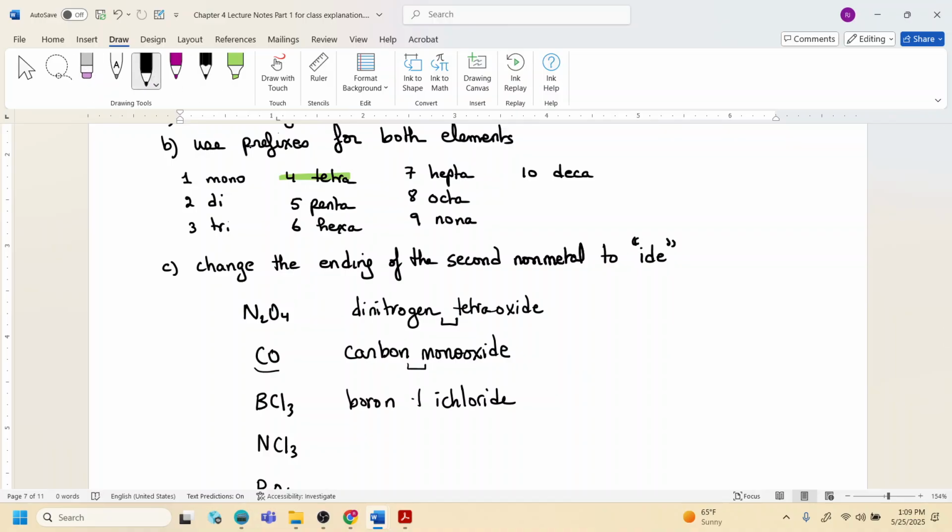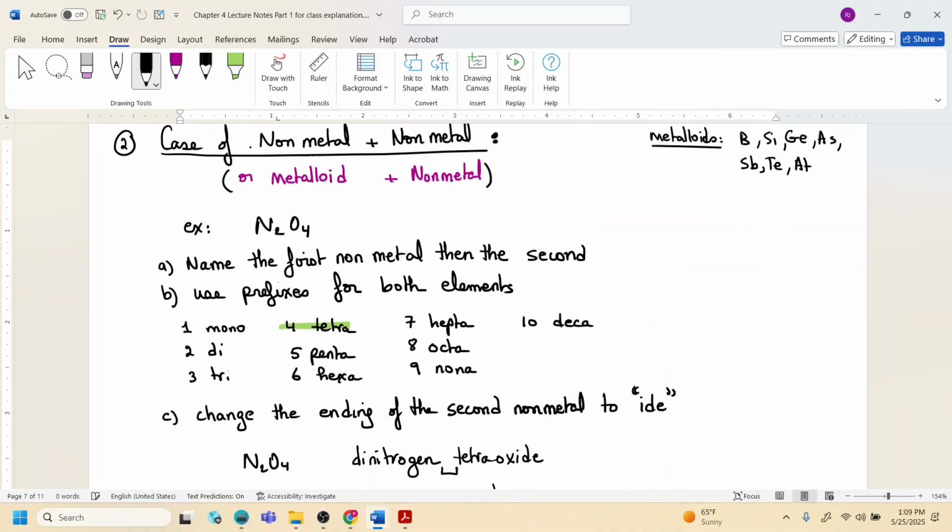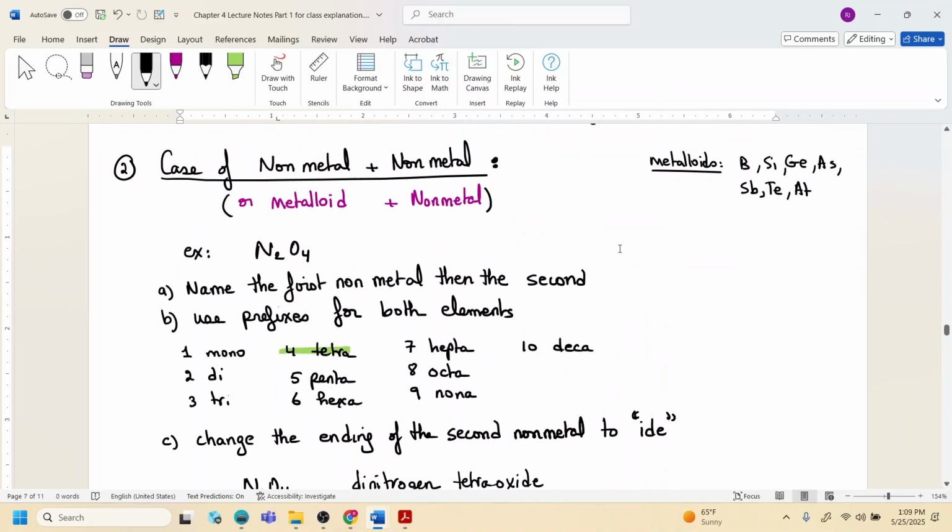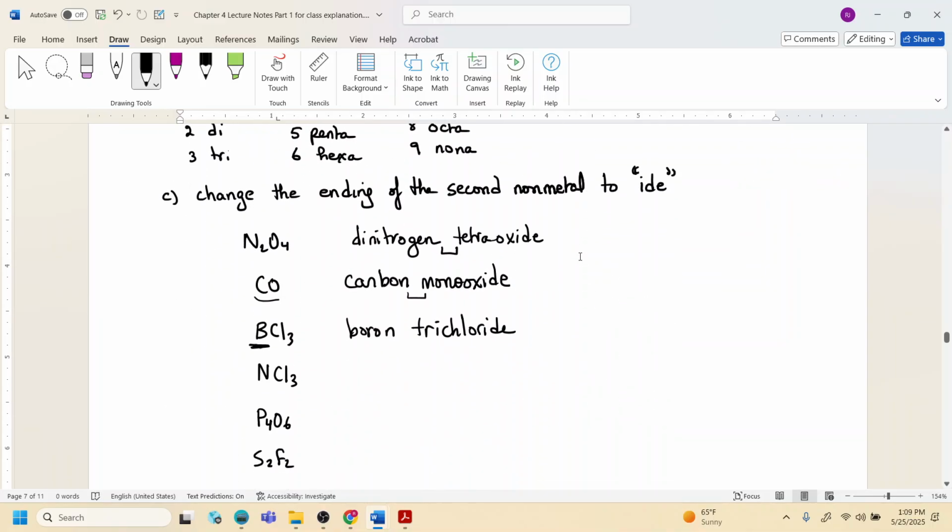Okay, this is the case of 2 nonmetals because boron is a nonmetal. Boron is actually, it's between a metal and a non-metal. So boron is considered to be a metalloid. So boron is a metalloid, and it is not a metal. So pay attention. Here it's the cases of two non-metals, or a metalloid and a non-metal. So it's going to be boron trichloride. This is why I'm using the prefixes.